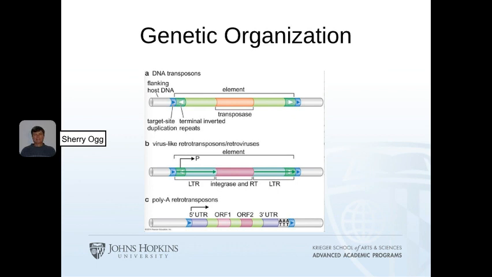This diagram shows the genetic organization of each class of transposable elements. DNA transposons remain as DNA throughout the recombination process and move by cleaving and joining DNA strands. The retrotransposons use an RNA intermediate to move to a new DNA location. In the following slides, we'll take a closer look at these.